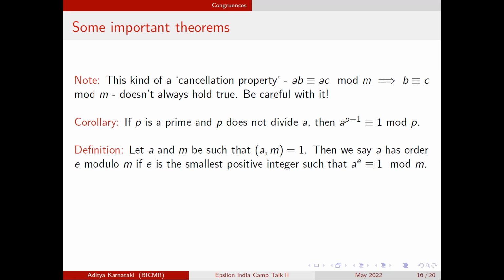This is the issue that came up earlier. If you want to choose the smallest positive integer out of something, you have to show that there are positive integers there. So choose the smallest one and call it the order. And this is a nice exercise: show that if A has order E modulo M, then E divides phi of M.